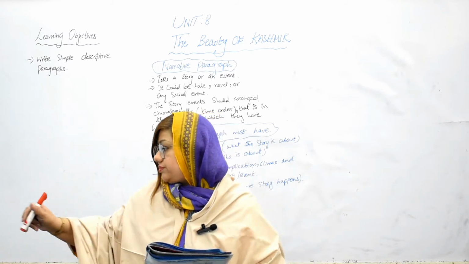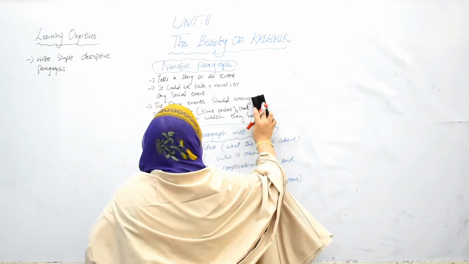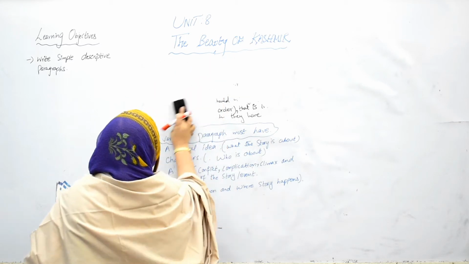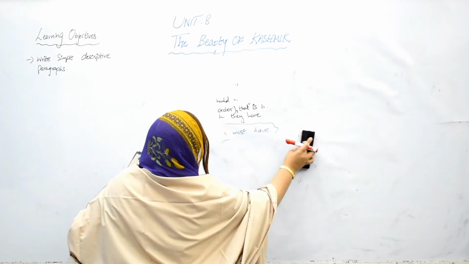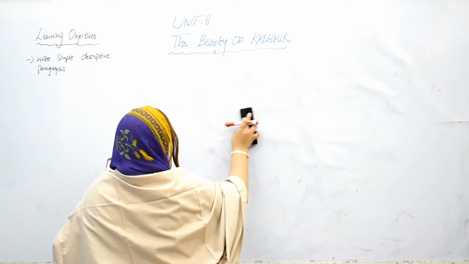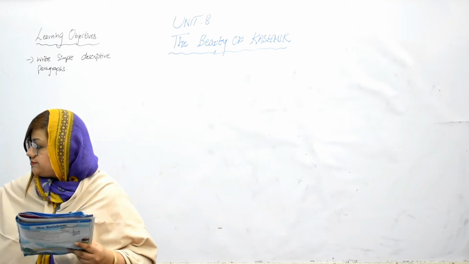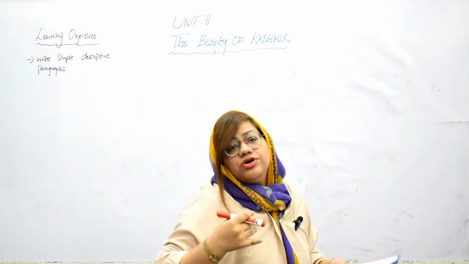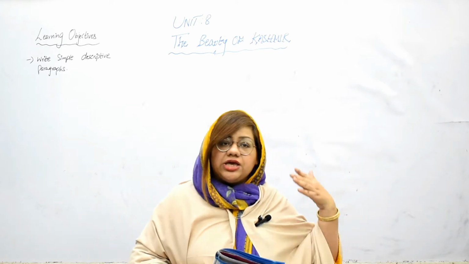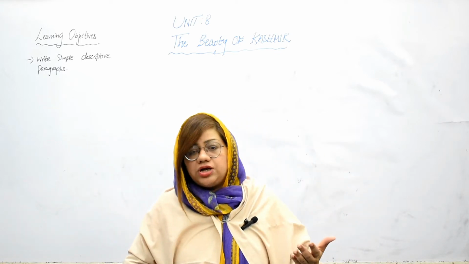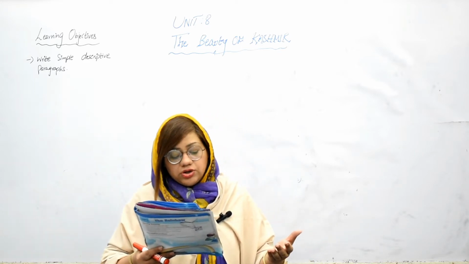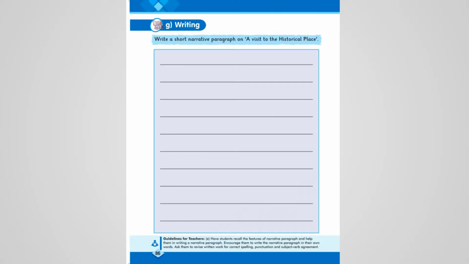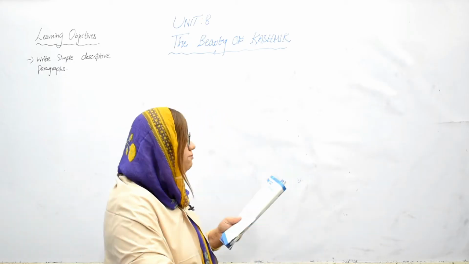Now I'm erasing this part in your book. I hope you are now able to write a narrative. Yes, tell me, are you able now to write a narrative by taking into account the steps that I have already discussed with you? Yes. You must try it. Now in your book, look at page number 86, students. Write a short narrative paragraph on a visit to a historical place.